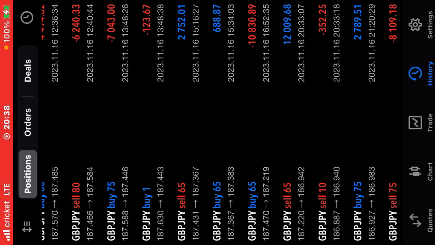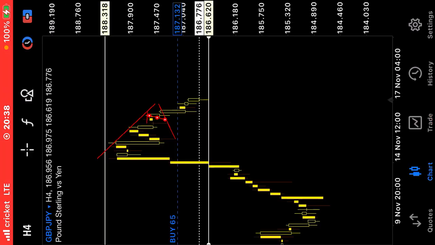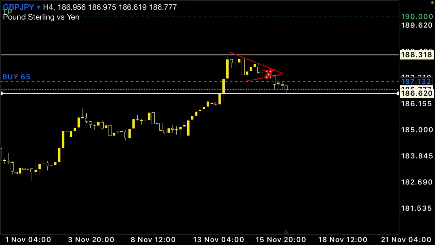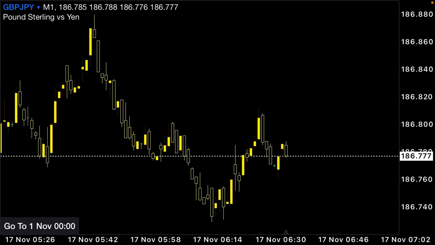But that's why it's wonderful to trade with these. These are called demo accounts right here. This is fake money. Right here, this is fake money. So let's go back to the time frame to the 1 minute.